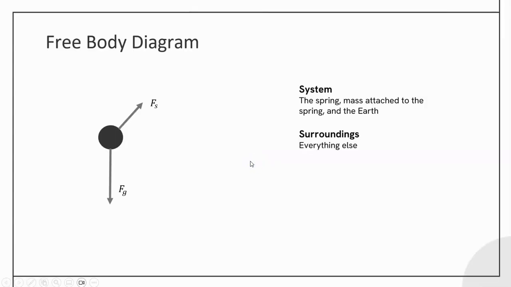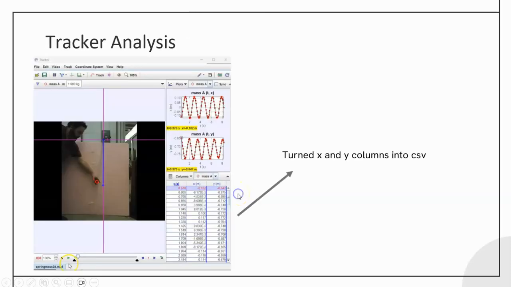And on to the actual experiment. We had this black thing represent the mass that was attached to the spring, with the spring force being F_S and the force of gravity being F_G. The system is going to be the spring, the mass attached to the spring, and the earth, because we're looking at the potential energies of the spring and the earth, and the gravitational potential by the earth, so they must all be included in the system. And then the surroundings is just going to be everything else.